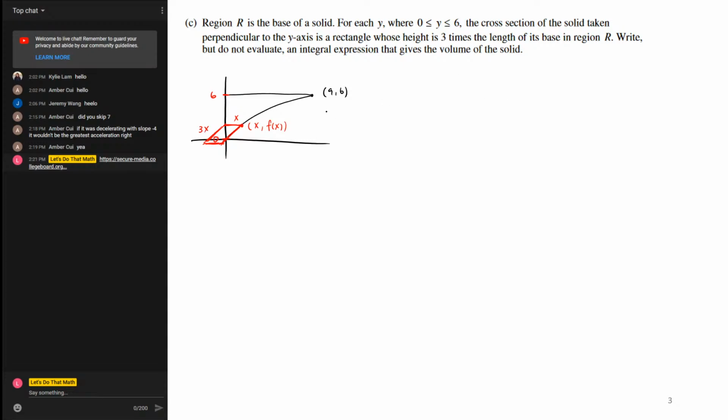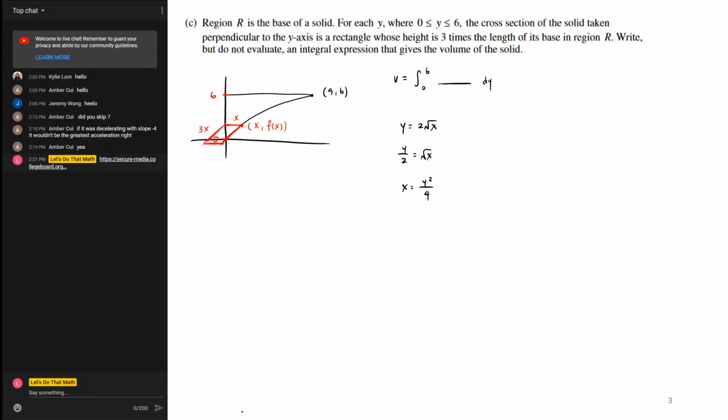So if I'm integrating from 0 to 6, then I have to have something like this, right? V is equal to integral from 0 to 6 of something and then times dy. So my function here is going to be this f of x function, but I need to write it in terms of y. So my function is y is equal to 2 square root of x right now. Write it in terms of y by dividing both sides by 2, and square both sides, x is equal to y squared over 4.